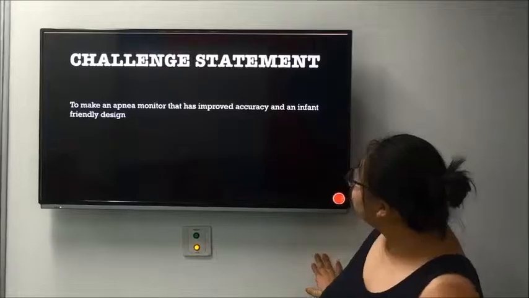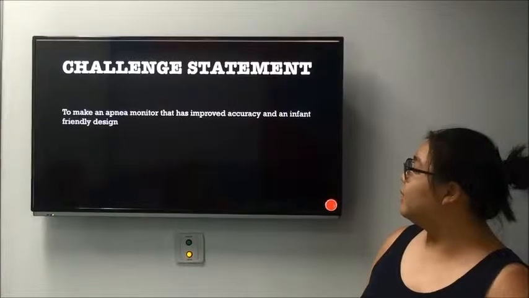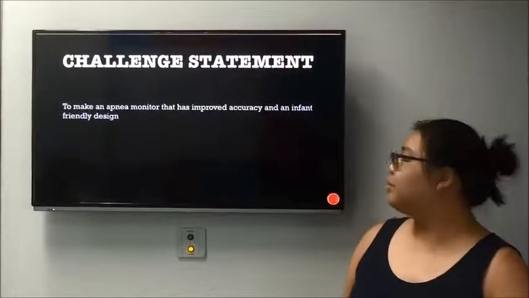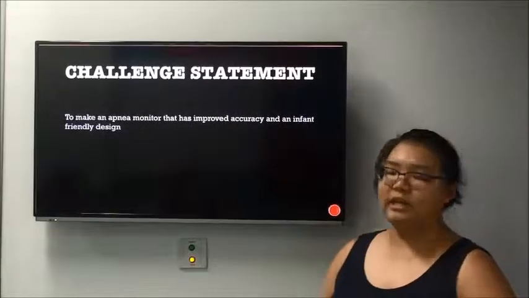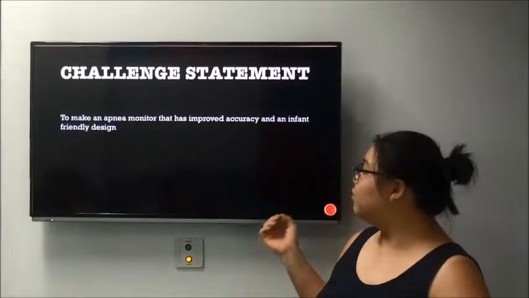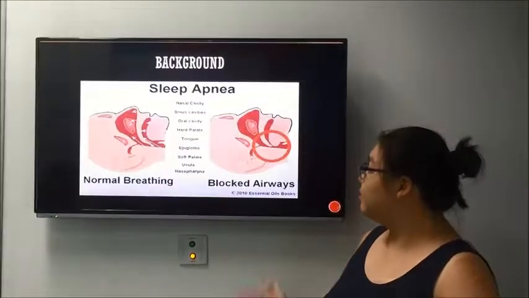For our group challenge statement, we wanted to make an apnea monitor that will improve the accuracy with the breathing sensor and also a friendly design with it.